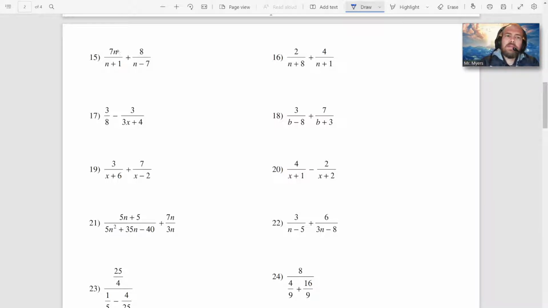But basically, this first one here, the two denominators, n plus 1 and n minus 7, don't have any common factors. So the fastest way is to do what I usually just call crisscross applesauce. It's not cross multiplying, so I had to come up with a different name for it. So what we do is we do bottom right times top left, so 7n times n minus 7. Okay. Keep the sign that's normally in the middle, which was a plus. And then bottom left times top right.